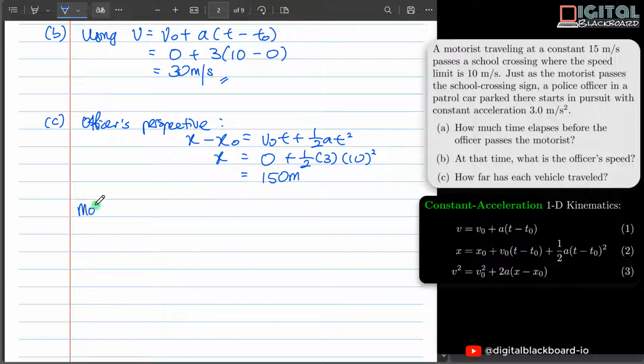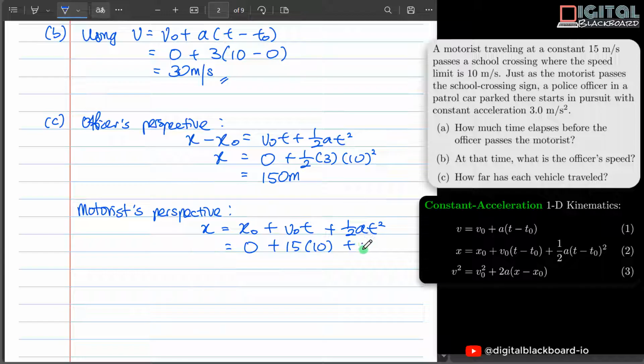From the motorist's perspective, using the same formula, x equals x naught plus v naught t plus half a t squared. Initial position is 0. Initial velocity is 15. Time is 10. There's no acceleration, so we obtain 150 meters again. And this is to be expected because both vehicles have traveled the same distance when they met each other again.